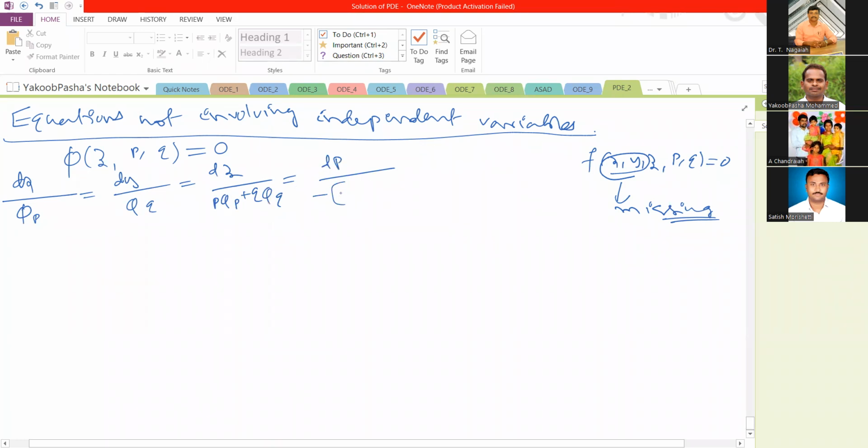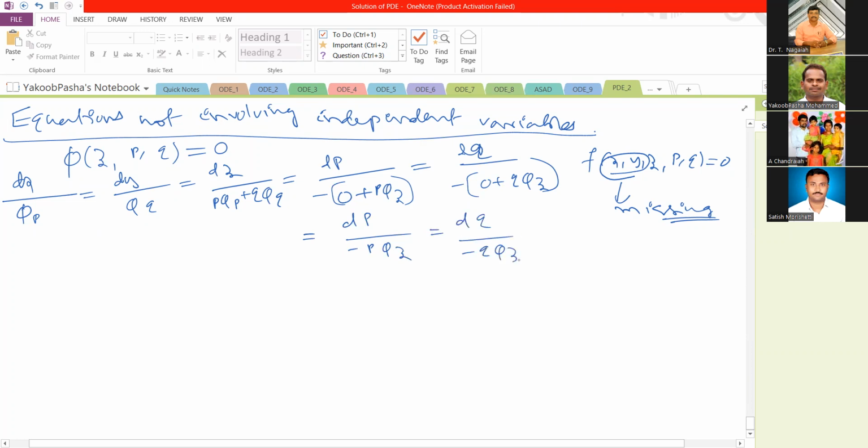That is fx value is 0. There is no x term. Independent variable is not there. So plus p into pi z. Z term is there. dq by minus of 0 plus q into pi z. Okay. So keep these three as they are, we will simplify only here. dp by minus p pi z, dq by minus q pi z.